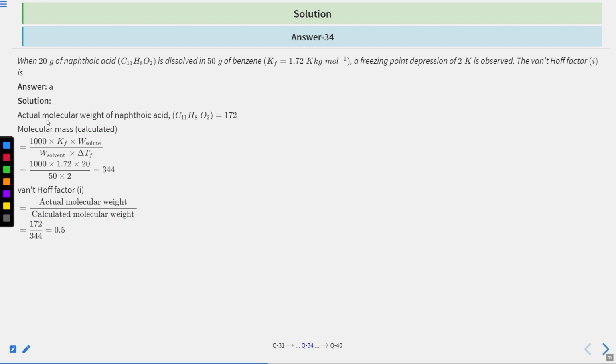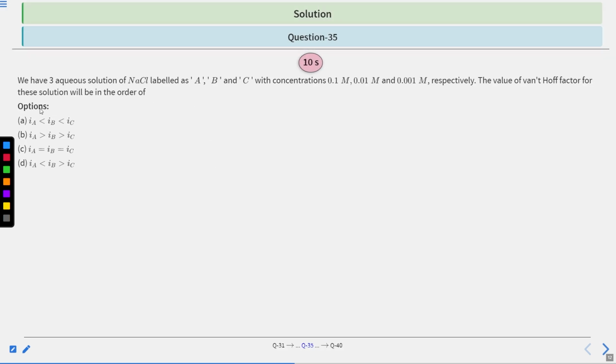Okay, so let's move to the next question, question number 35. We have three aqueous solutions of NaCl labeled as A, B, and C with concentrations 0.1 molar, 0.01 molar, and 0.001 molar, respectively. So the value of Van't-Hoff factor for these solutions will be in the order of. So we have to calculate the Van't-Hoff factor for these three solutions A, B, and C, and we have to tell their order also.